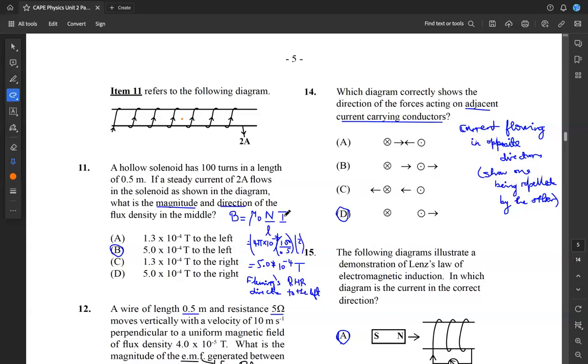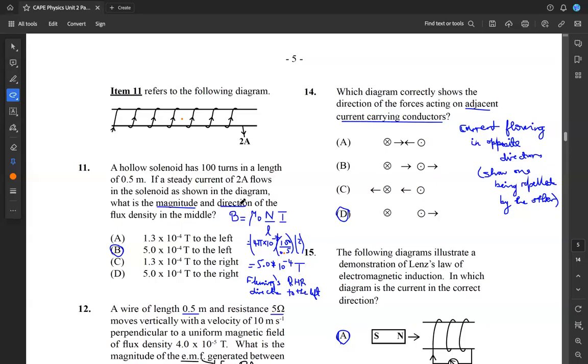What we do next is substitute in the values, because we have all the values we need to calculate B. First we plug in the permeability of free space, which is 4 pi times 10 to the -7. We multiply that by the number of turns, which is 100, divided by the length of the solenoid, which is 0.5, and then we multiply that by 2, the current flowing through the solenoid. And we come out with 5.0 times 10 to the -4 Teslas. This is the magnetic flux density, the magnitude of it.